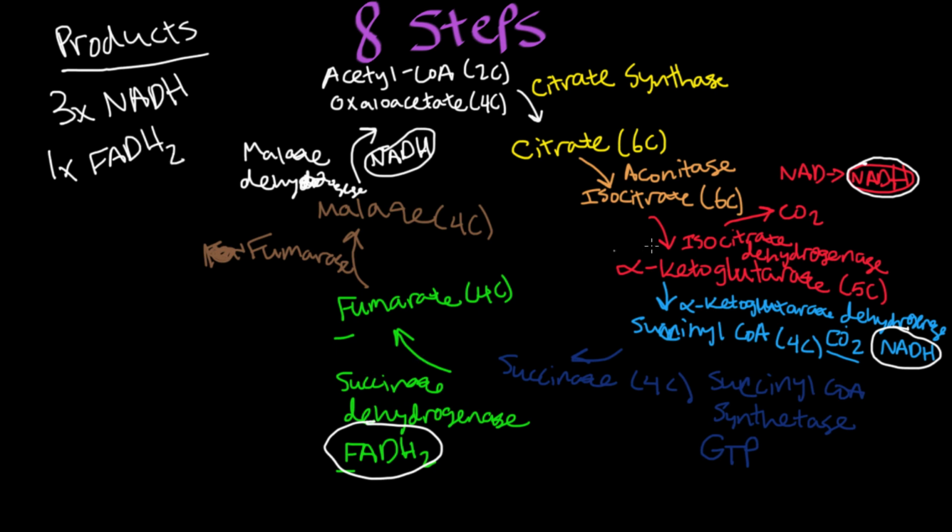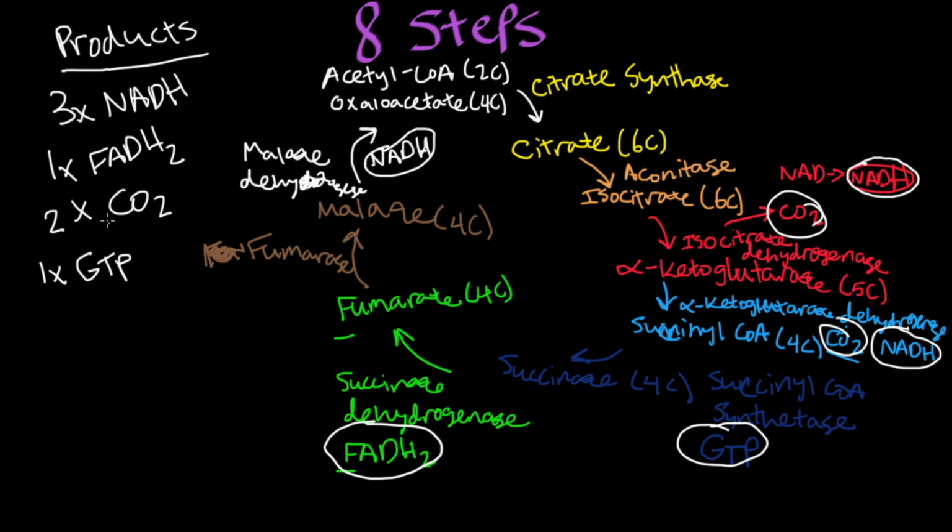And what else do we have? We have our waste products, carbon dioxide, one right here, another one here. So we have 2 carbon dioxide molecules, and lastly, we have our GTP molecule. So each turn of this cycle involves 1 acetyl-CoA, so these products are going to be produced for each acetyl-CoA molecule that is inputted into the cycle. So for every 1 acetyl-CoA, we're going to see these products. And that's it.